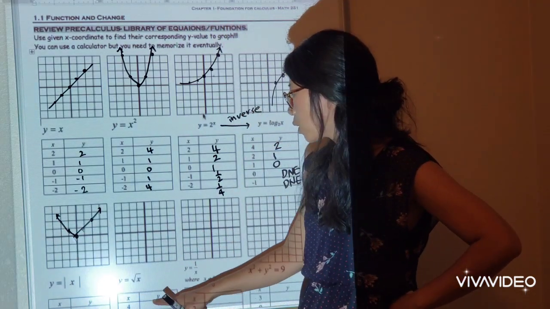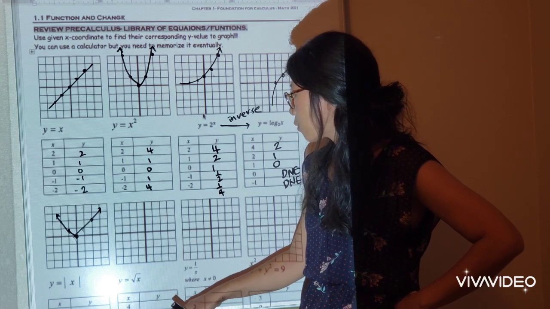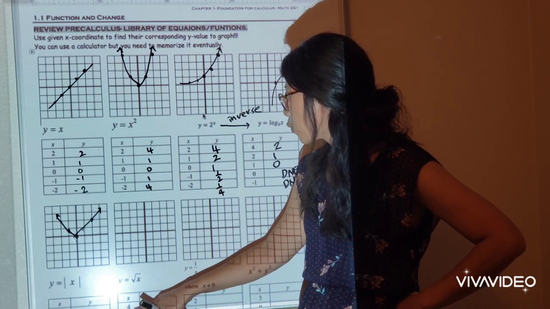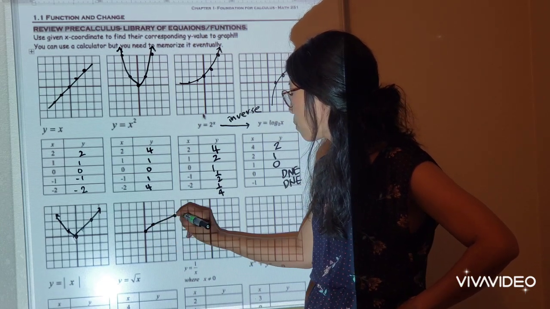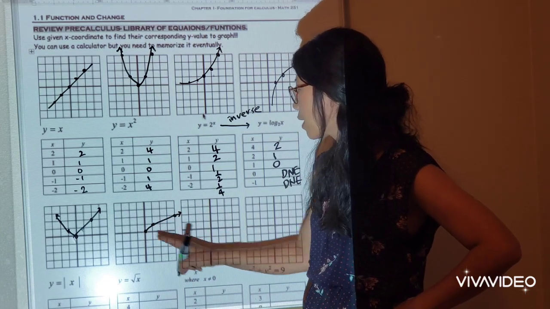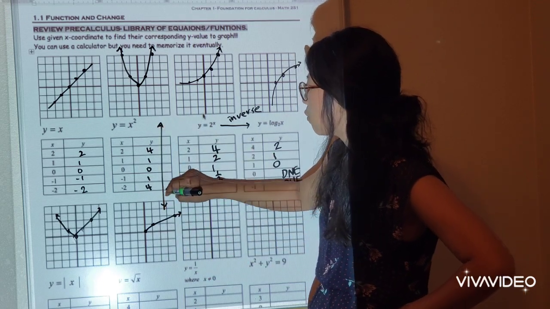And square root, you also plug in the t-table that I gave to you. That will be square root of 4 is 2, square root of 1 is 1, and 0. But remember that this one does not have negatives. Also, these two are inverse to each other.